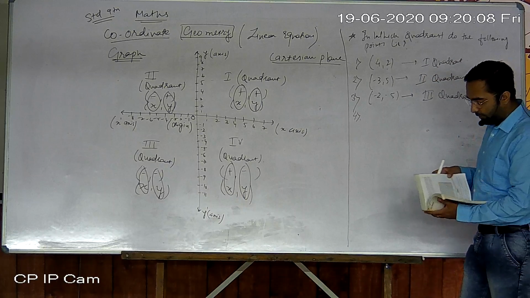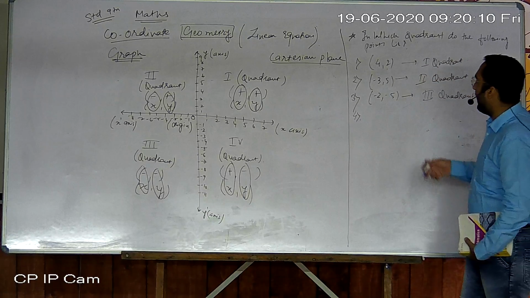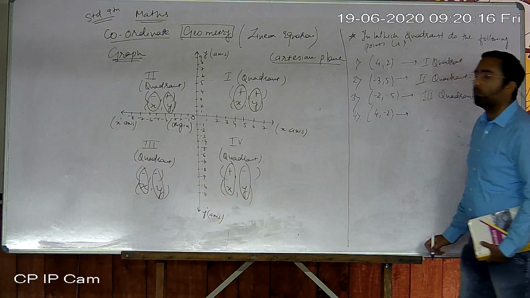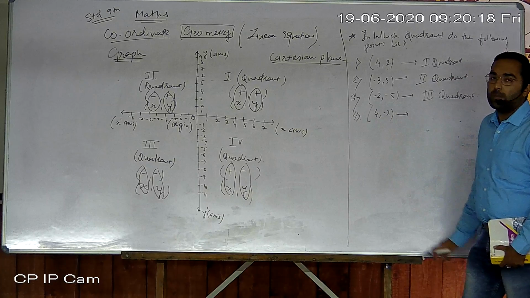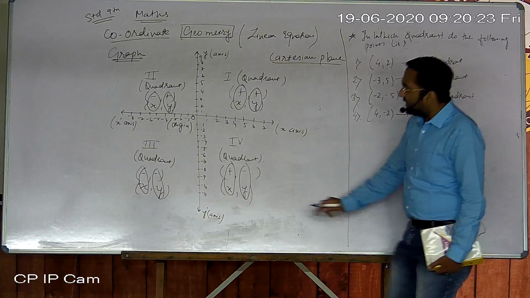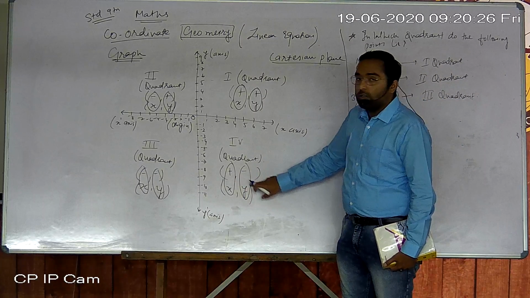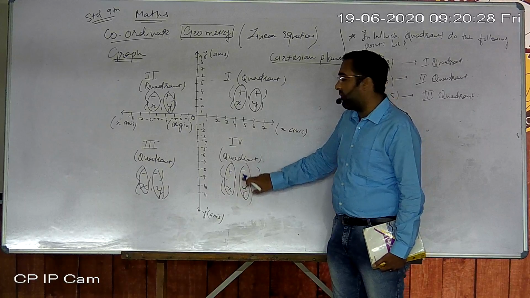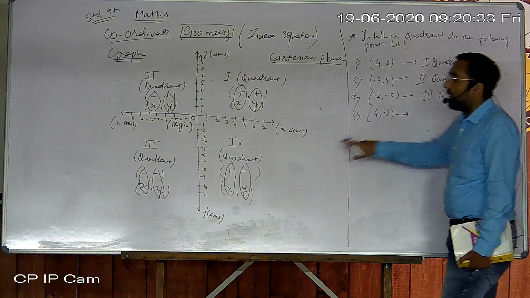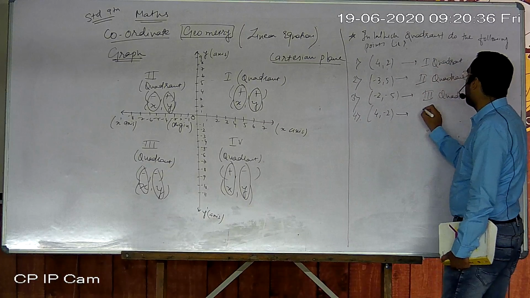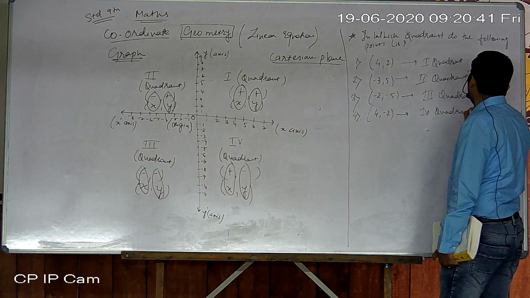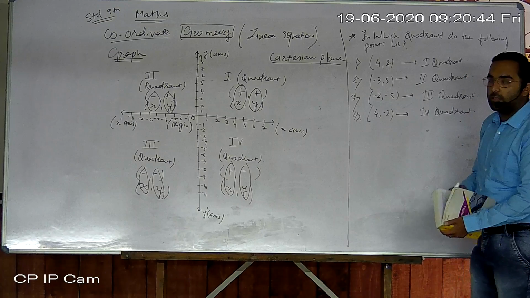Fourth one is 4 comma minus 2. Now my abscissa is positive and ordinate is negative. The value of x is positive and the value of y is negative. So they lie in the fourth quadrant. Okay, clear students?